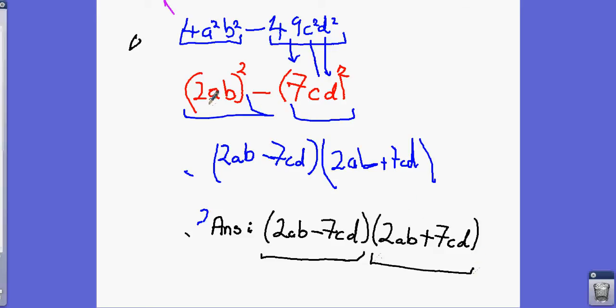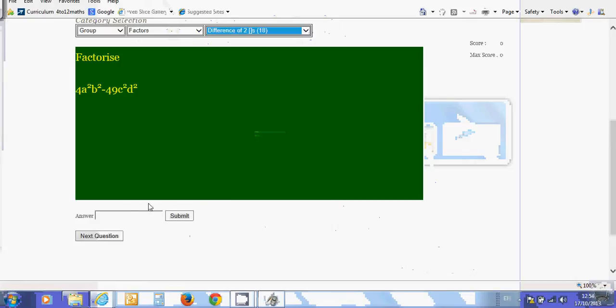So we had the difference of two squares, something squared, take away something squared, is the first number, take away the second number, times the first number plus the second number. You'll put that answer in here and you'll get your score.